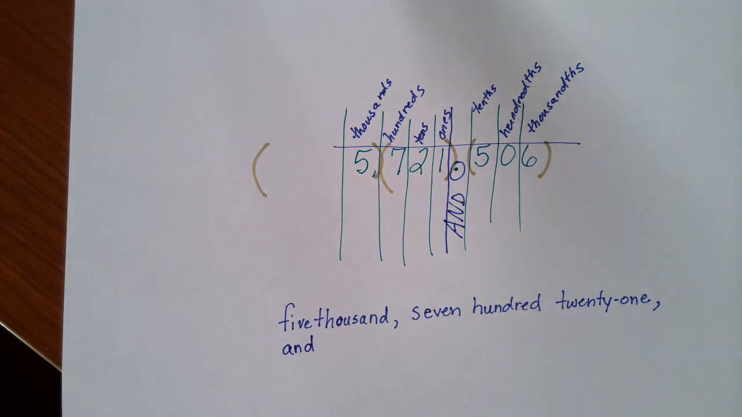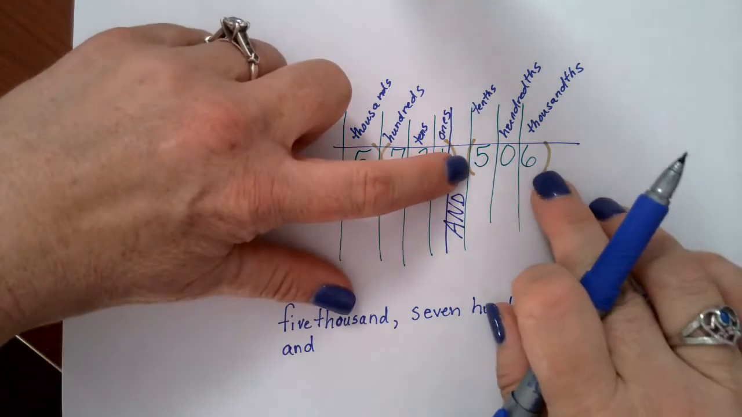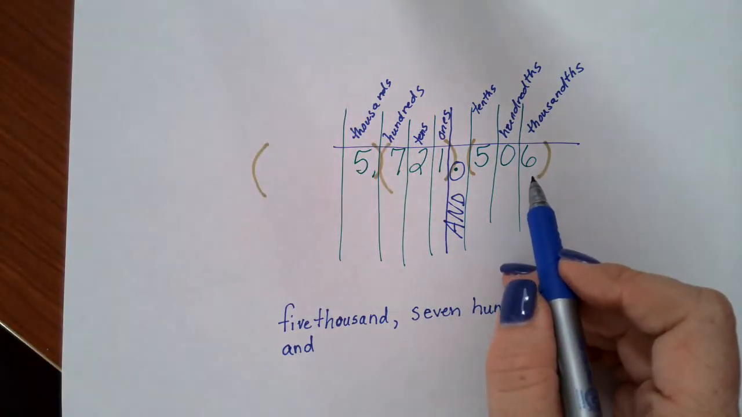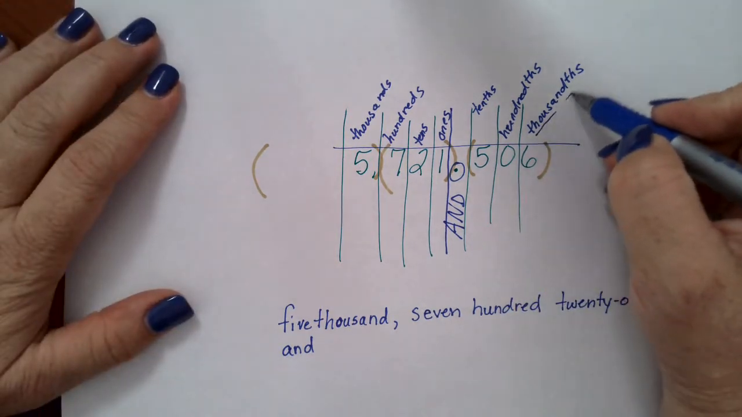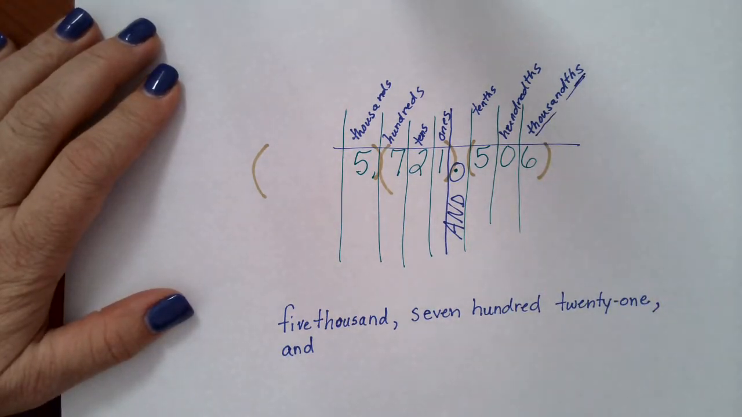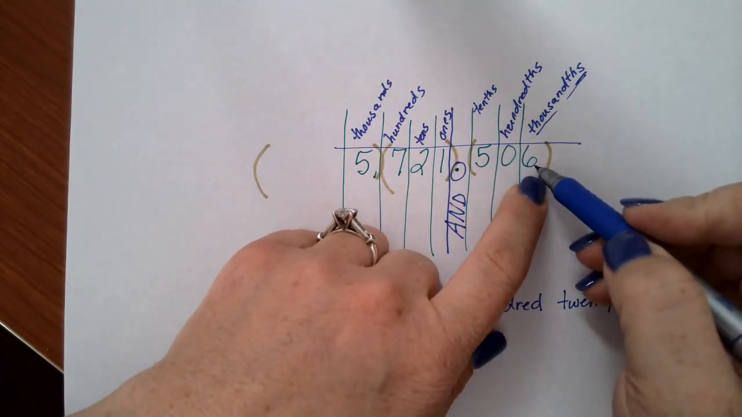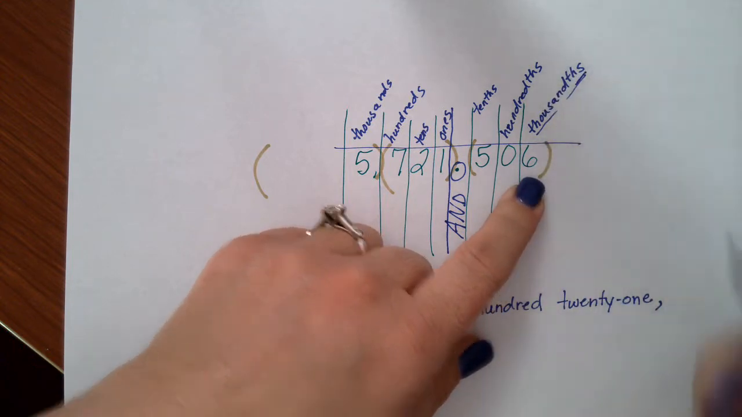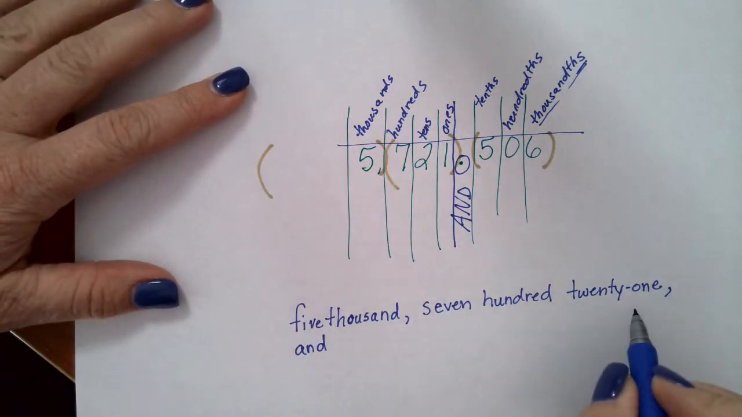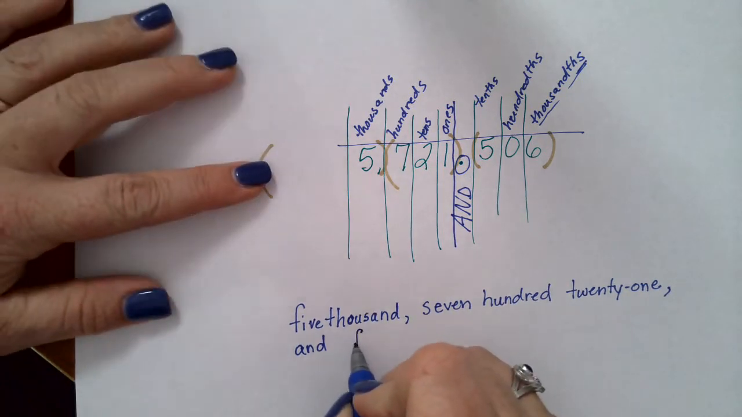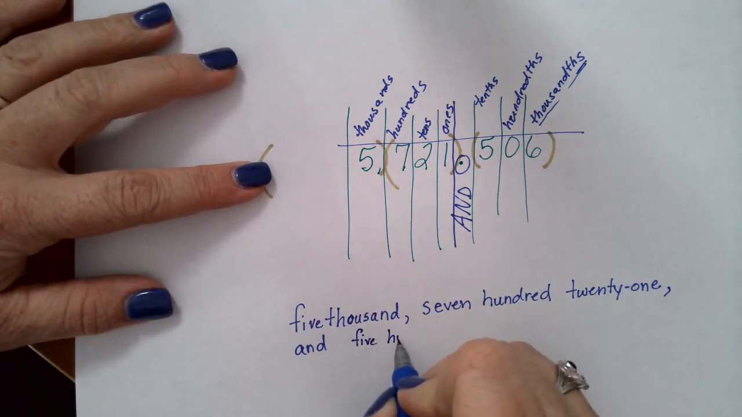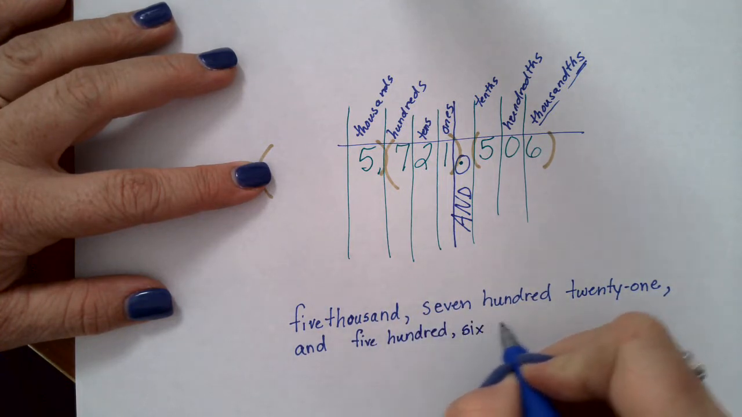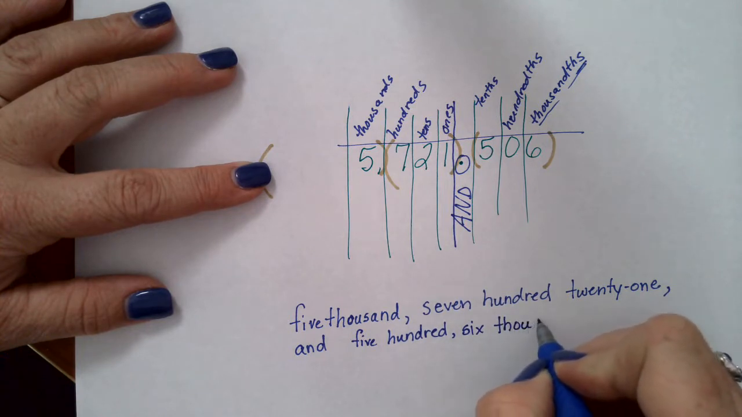And just like we did with the ones, tens, and hundreds, we're actually going to group these 3 together. And we're going to say 506 thousandths. 506 thousandths. Wherever this last number lands, we're going to read it in that place value. So 5,721 and 506 thousandths.